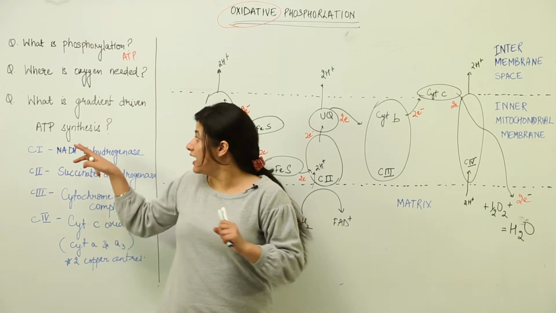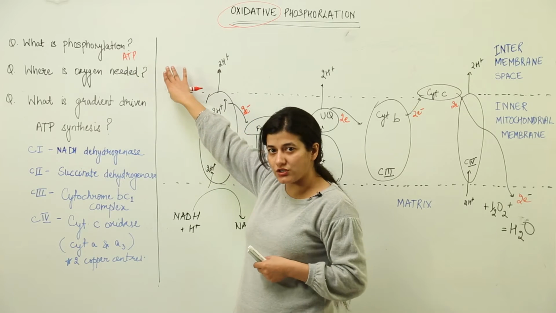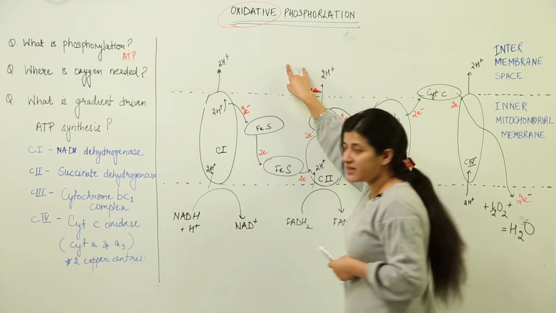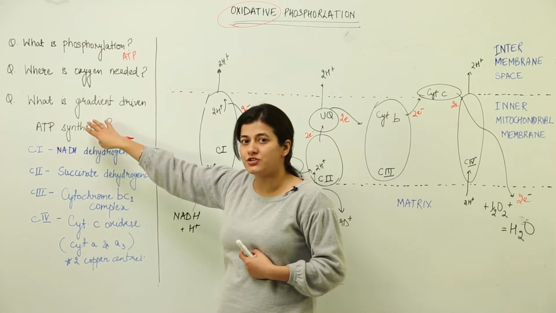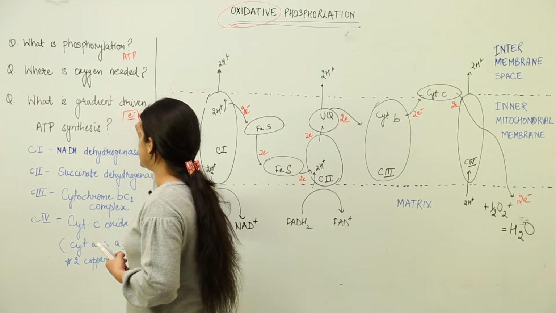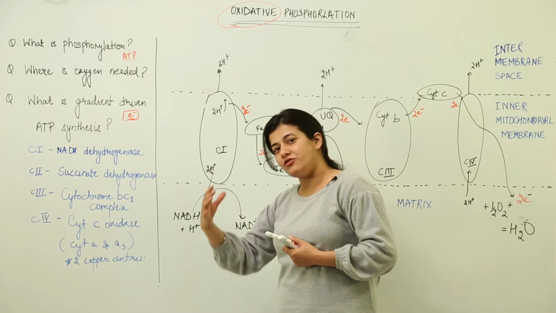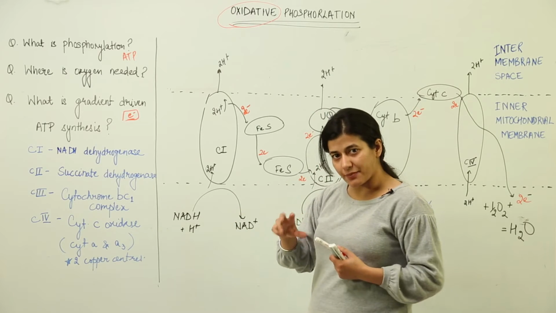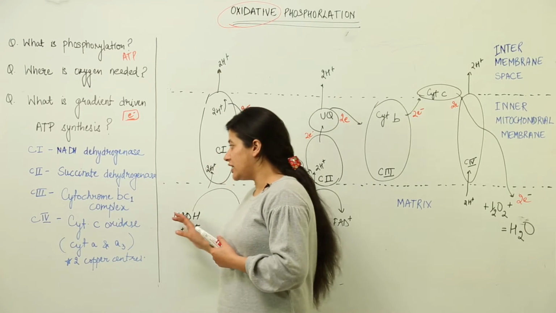And the last one is, what is gradient driven ATP synthesis? Because this is phosphorylation that we are going to consider, the generation of ATPs, it is oxidative, that means oxygen would be involved in it, but this entire process is gradient driven. And whose gradient are we talking about? It is the electron gradient that we will see. Whenever we talk about a gradient, that means the electron would move along its redox gradient, from one particular donor to the other acceptor. So this is the gradient driven ATP synthesis that is going to take place.